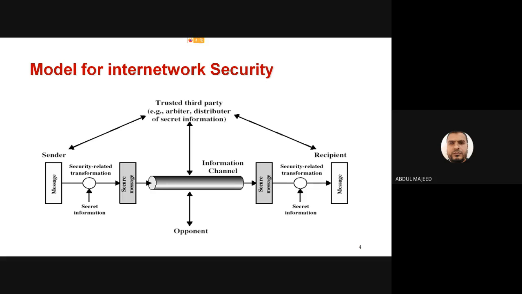Now that message got converted into that secure message, right? You can see that the white rectangle is now converted into the colored rectangle. That indicates that some operations have been applied on that message in order to protect it from hackers and attackers. That is called a security-related transformation. Now your secure message is ready, right?